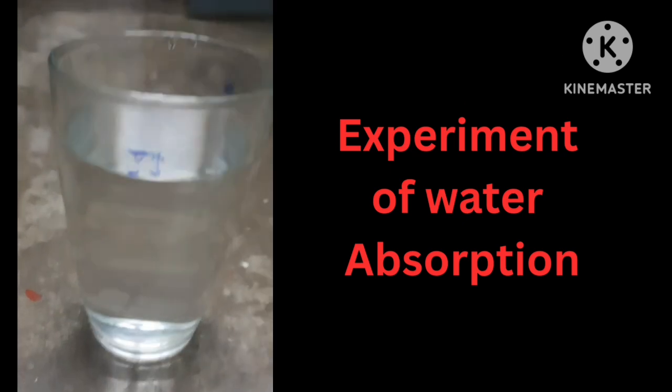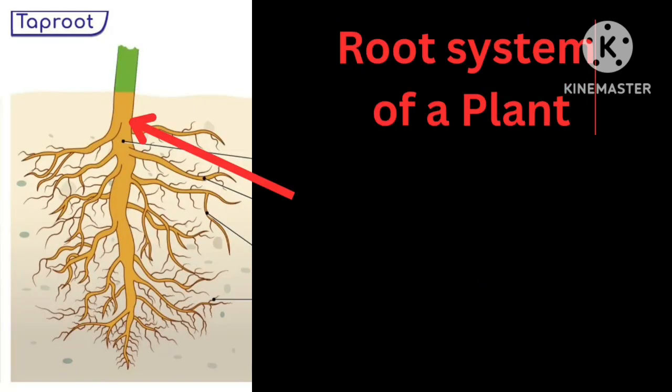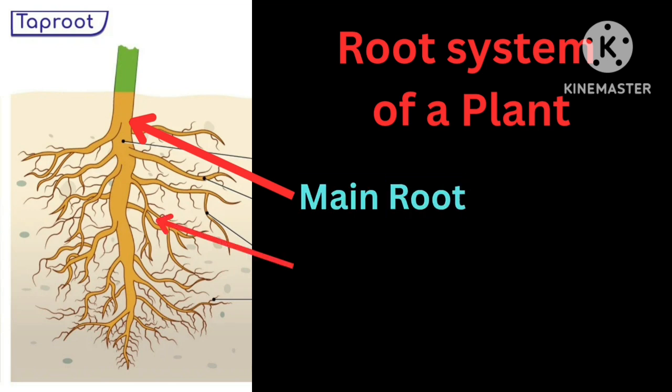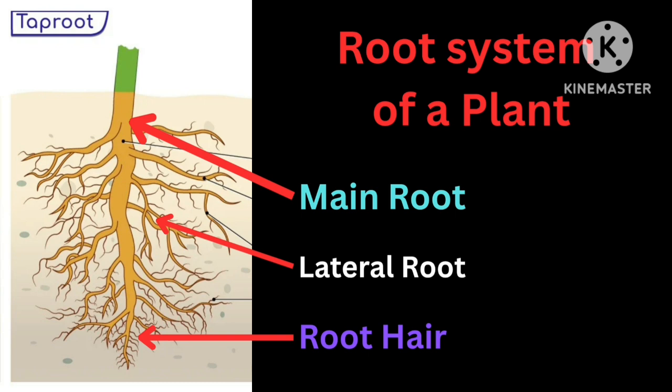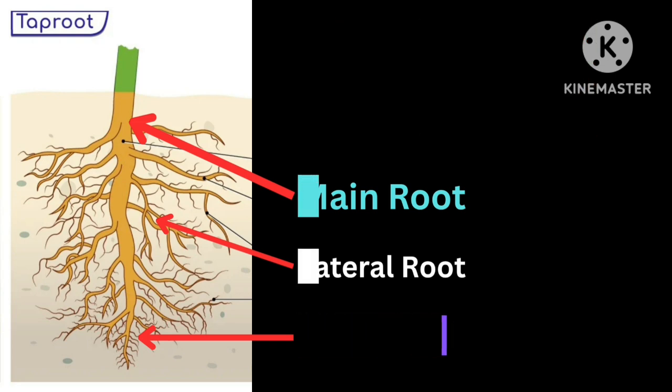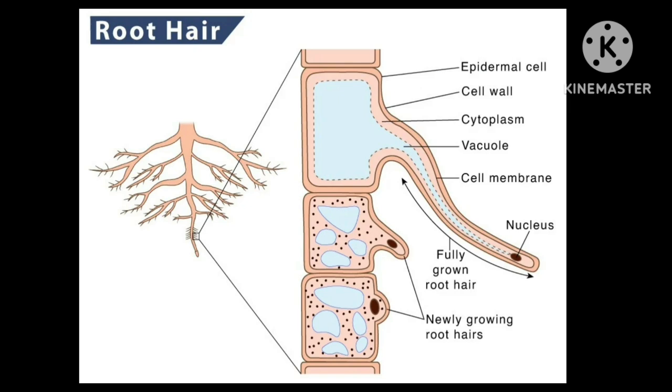Root, it is slightly different. To understand the difference, we have to understand the structure of the root. The root system of a plant consists of a main root which gives lateral branch roots. The lateral branches bear a large number of fine outgrowths, which are hair-like outgrowths called root hair.